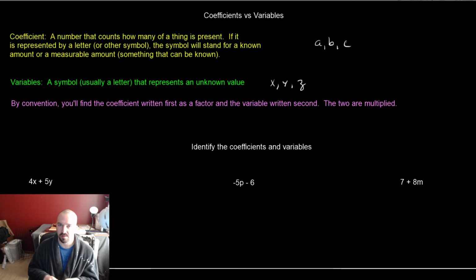A variable, though, is a symbol, usually a letter, but doesn't always have to be, that represents some unknown value, one that you can't necessarily measure directly, so you have to find it in other ways. If you have multiple letters, typically the first one is going to be your coefficient, and then the other one is going to be your variable. That's primarily what happens, but again, it's not a requirement.